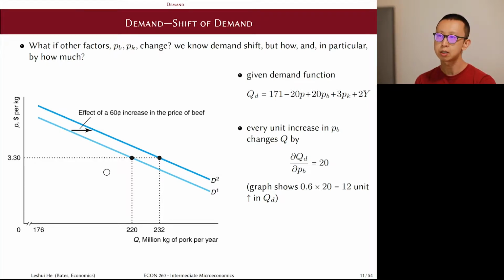In other words, it doesn't matter which part of the demand curve you're looking at. When there is a 60 cents increase in the price of beef, the increase in quantity demanded is always going to be 12 units. It doesn't matter whether the price is low or high. It's always the same. And this is why the demand curve always shifts out in a parallel way, at least given the linear demand function. Well, what if the function is no longer linear? Then that becomes different.